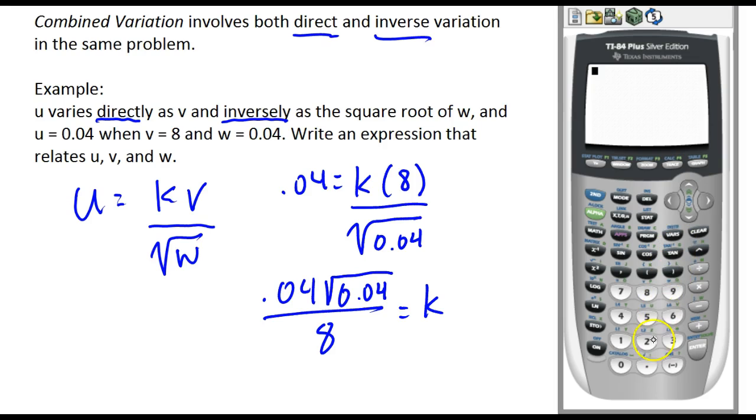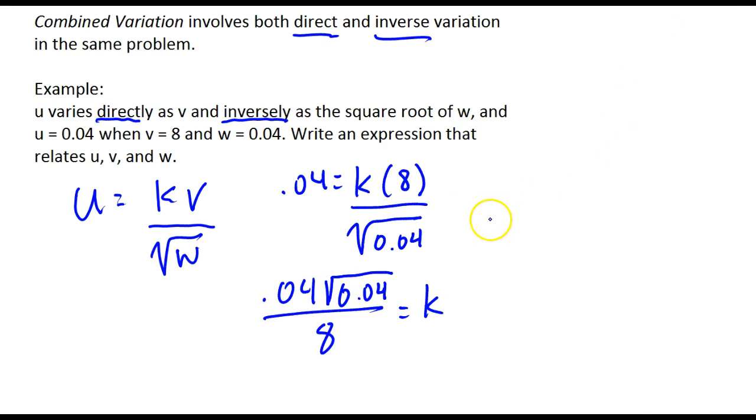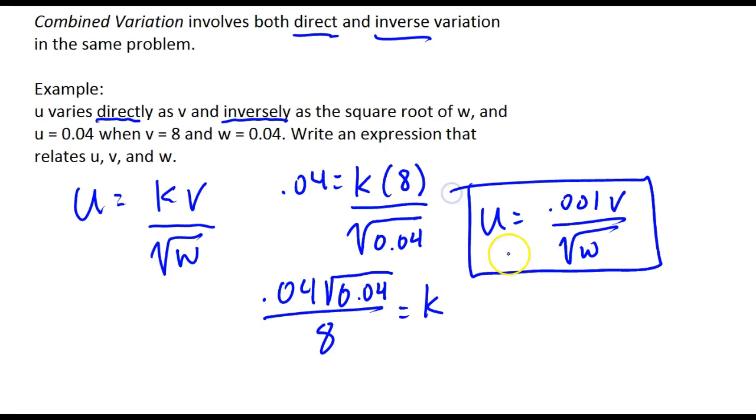Let's get our calculator going. 0.04 times the square root of 0.04 divided by 8 gives 0.001. So here's our expression: U equals 0.001 V over the square root of W. When you combine both direct and inverse variation, you have something called combined variation. And that's really all the different kinds of variation you're going to deal with in college algebra.